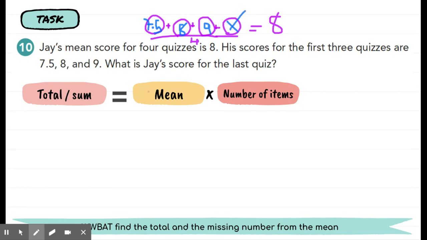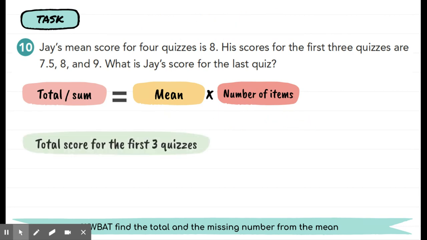So what we have to do is, just like last time, find the total by multiplying the mean and the number of items. The mean in this case is 8. The number of items is 4. So the total sum is 32.